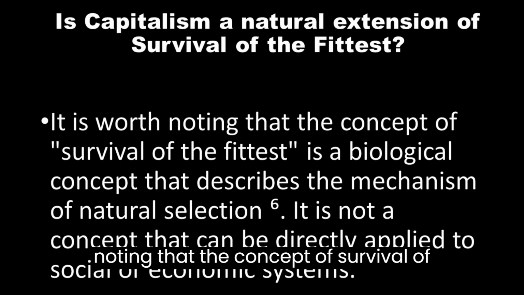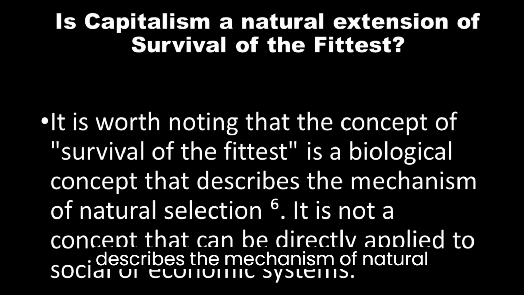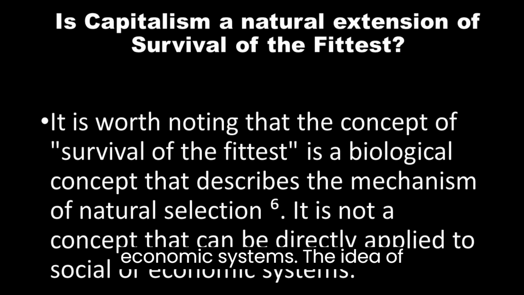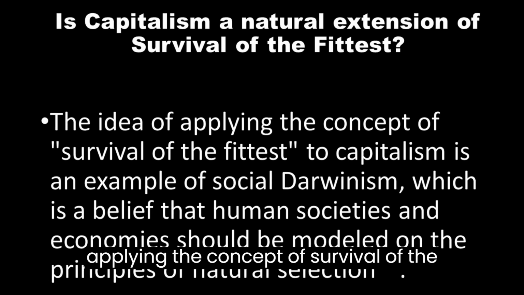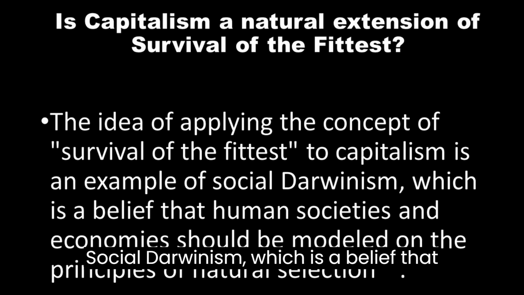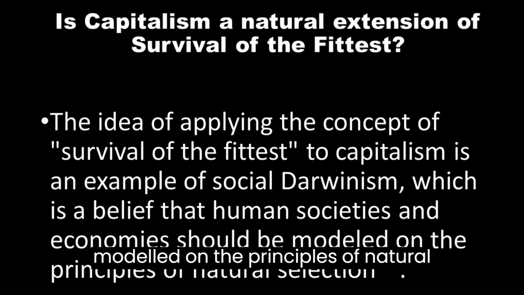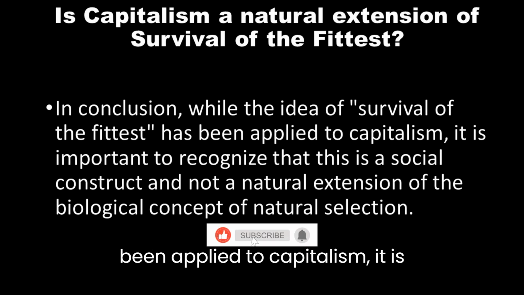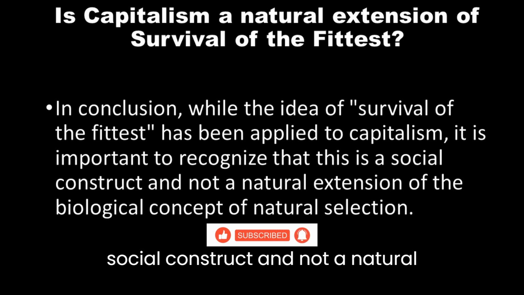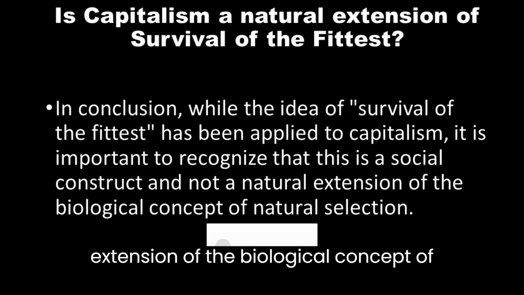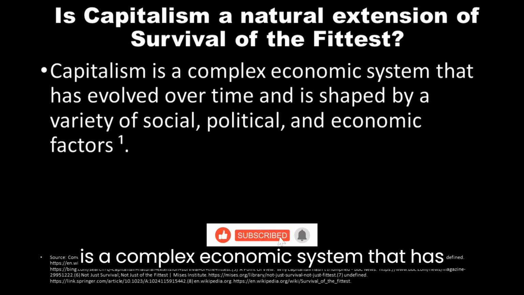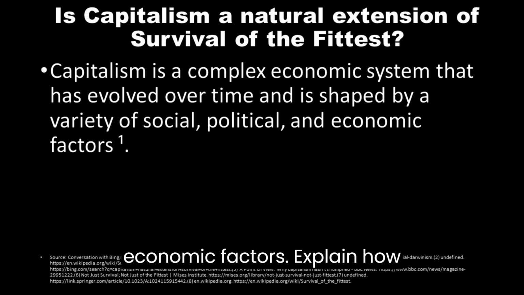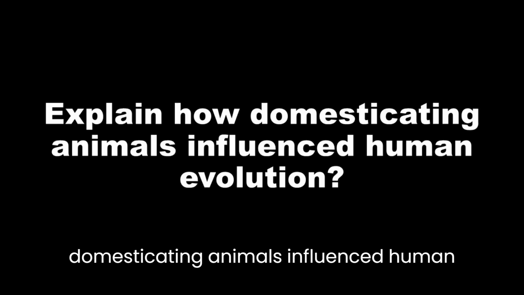It is worth noting that the concept of survival of the fittest is a biological concept that describes the mechanism of natural selection. It is not a concept that can be directly applied to social or economic systems. The idea of applying the concept of survival of the fittest to capitalism is an example of social Darwinism, which is a belief that human societies and economies should be modeled on the principles of natural selection. In conclusion, while the idea of survival of the fittest has been applied to capitalism, it is important to recognize that this is a social construct and not a natural extension of the biological concept of natural selection. Capitalism is a complex economic system that has evolved over time and is shaped by a variety of social, political, and economic factors.